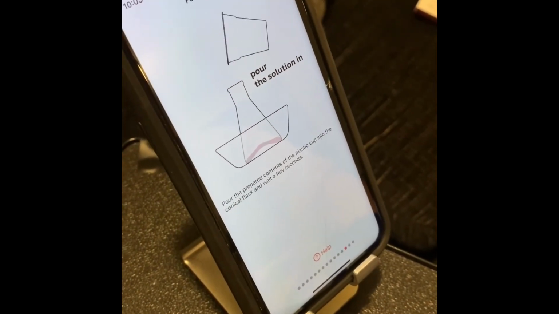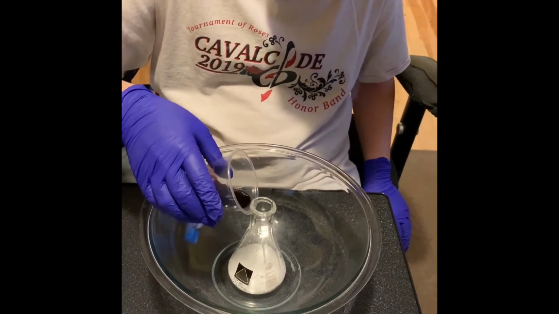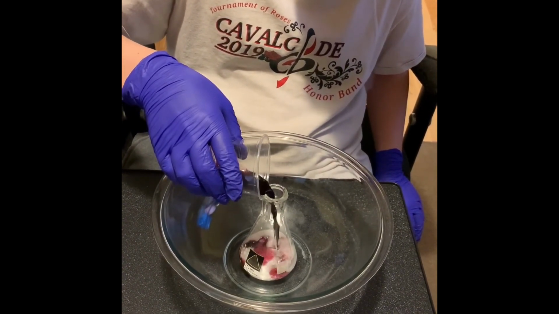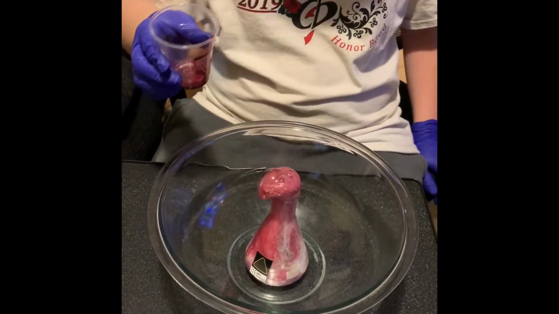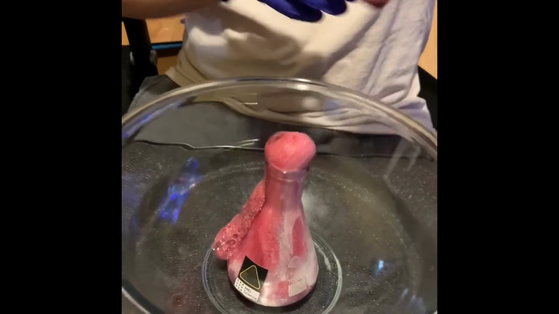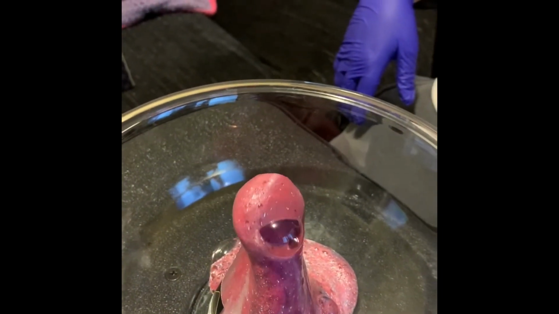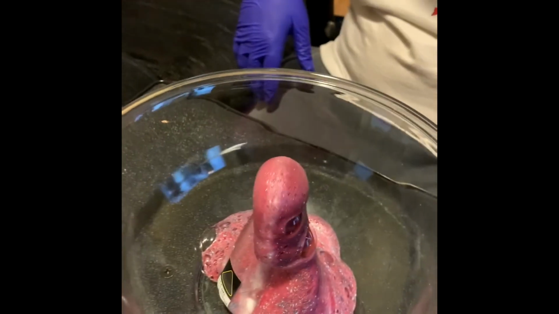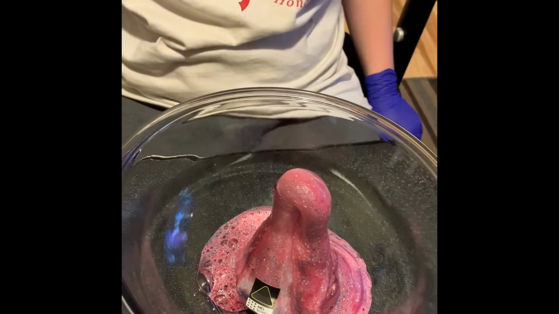Pour the solution in. Okay. This is it. We're gonna pour the solution in, right? Okay. Yeah. There it goes. Whoa! It's lava. Yeah. Color? Ooh, it was a big bubble. So what's happening? It's reacting.